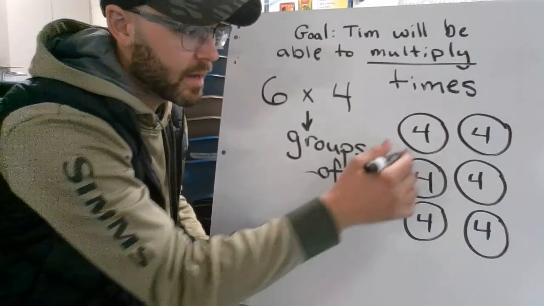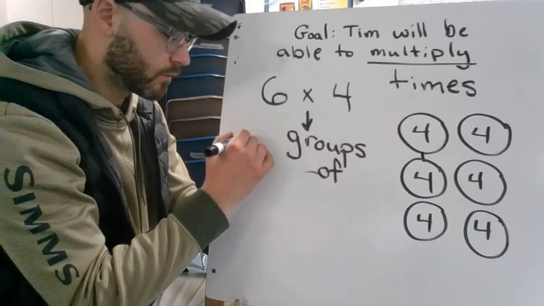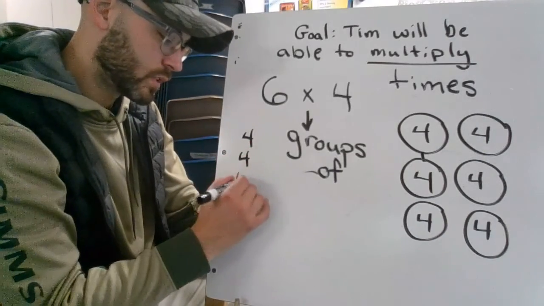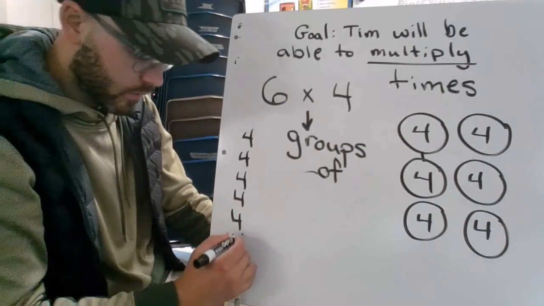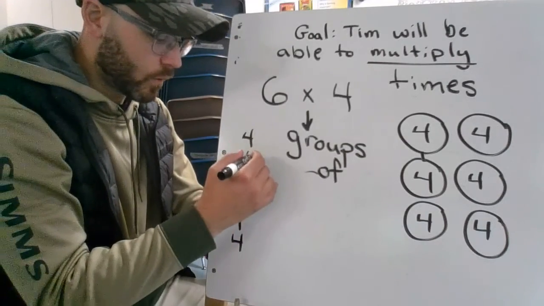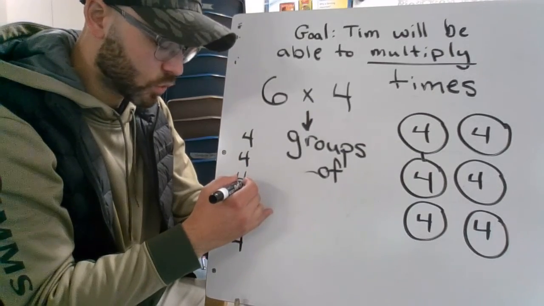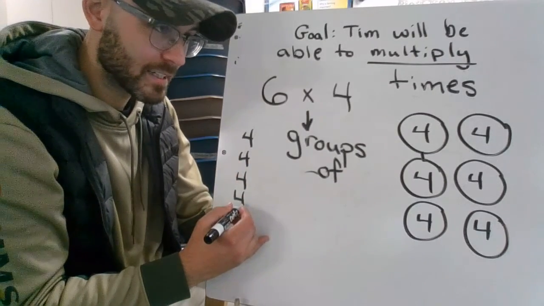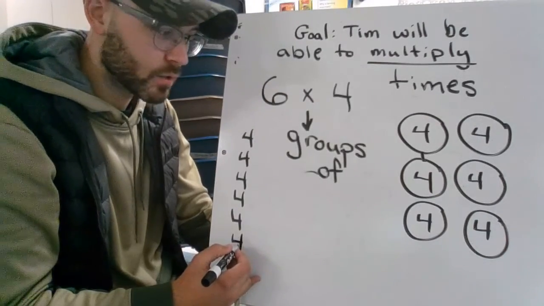Take it one step at a time. 4 plus 4 gives you 8. I'll write it down right here just so you can see it. 4, 4, and I got to do 6 of them. 4 and 4 make 8, plus 4 more makes 12, plus 4 more makes 16, plus 4 more makes 20, plus 4 more makes 24.